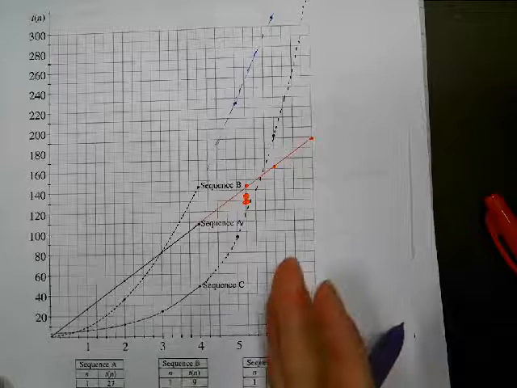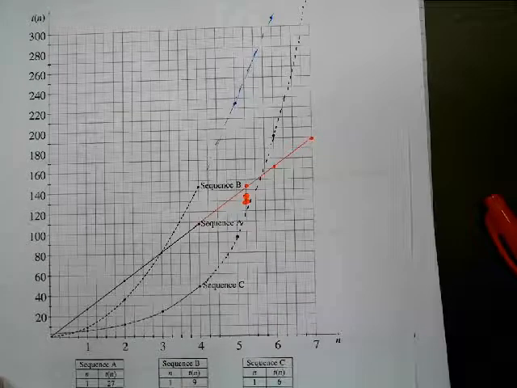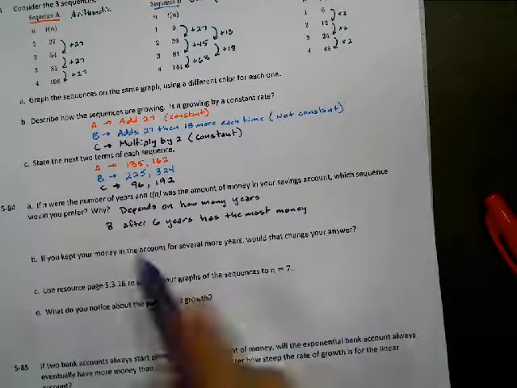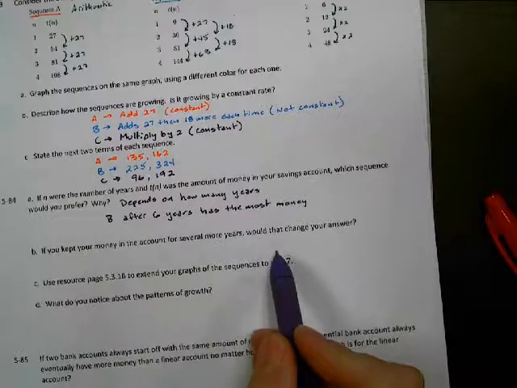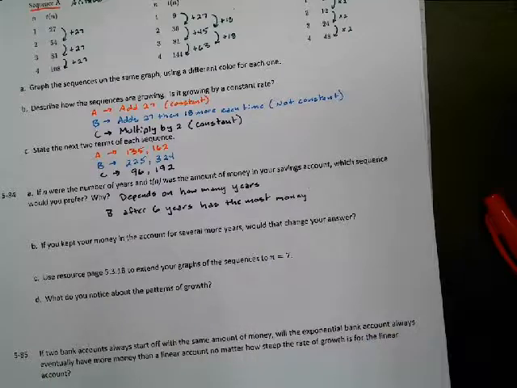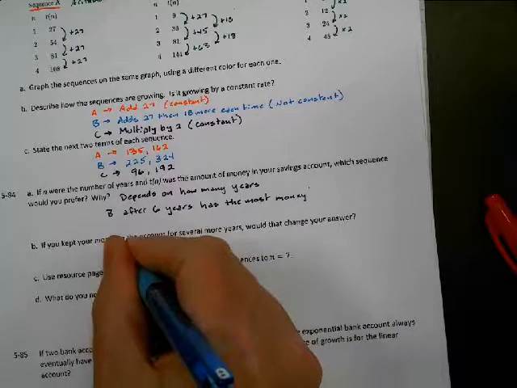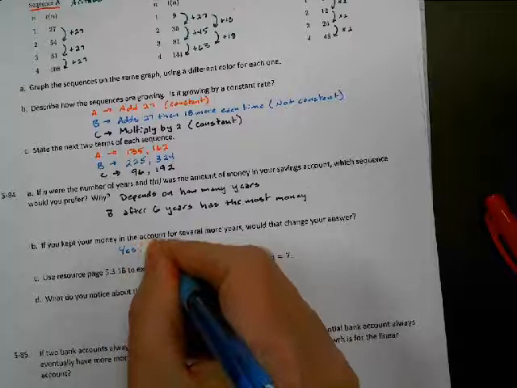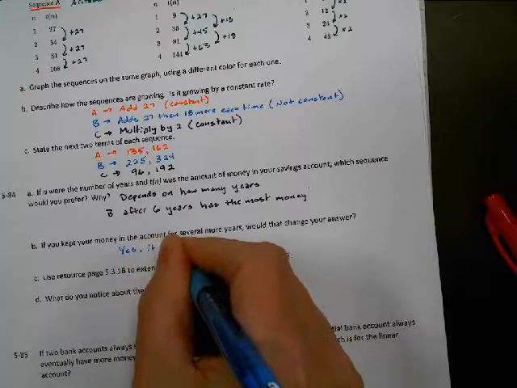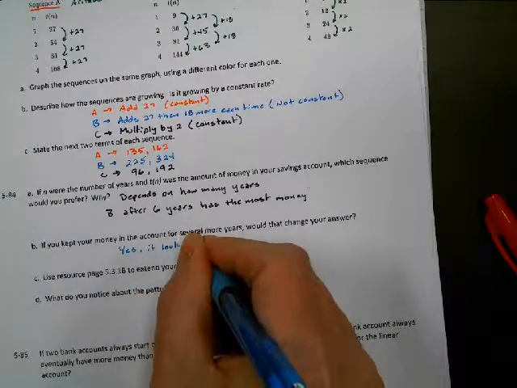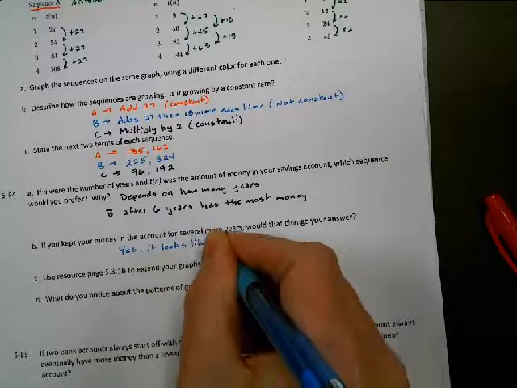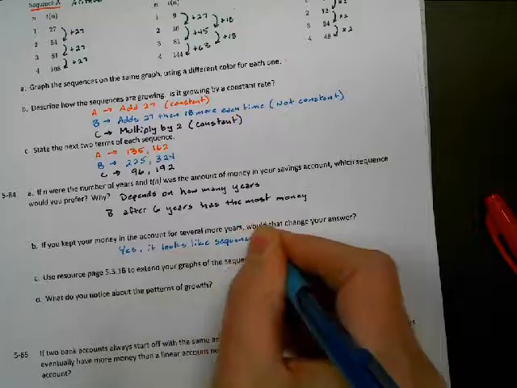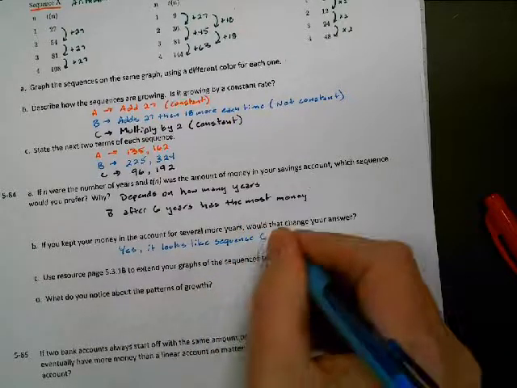All right. So you kept your money in the account for several more years. Would that change your answer? Yes. Yes, indeed it would. It looks like sequence C grows fastest over time.